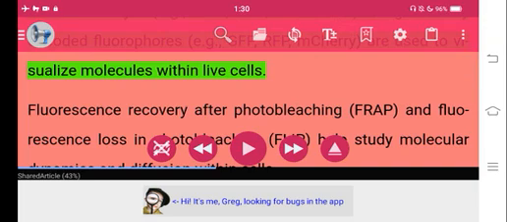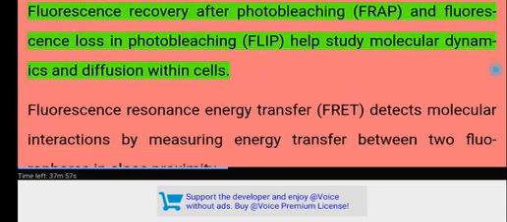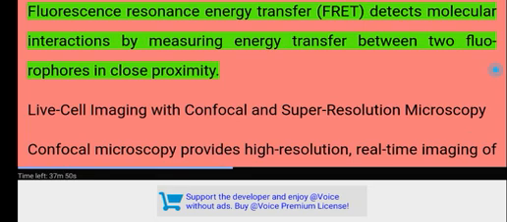Molecule detection in living cells: fluorescence microscopy and fluorescent probes. Fluorescent dyes, e.g., DAPI, FITC, rhodamine, and genetically encoded fluorophores, e.g., GFP, RFP, mCherry, are used to visualize molecules within live cells. FRAP and FLIP help study molecular dynamics and diffusion within cells. Fluorescence resonance energy transfer (FRET) detects molecular interactions by measuring energy transfer between two fluorophores in close proximity.